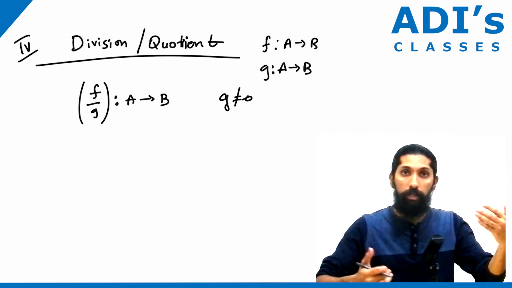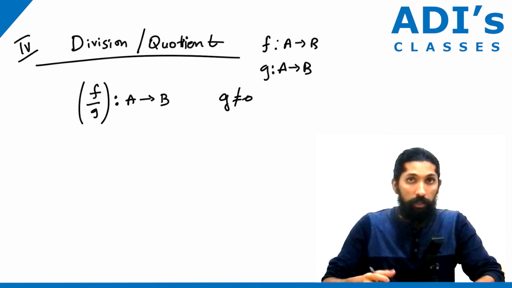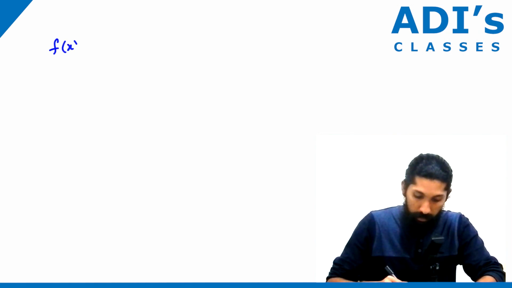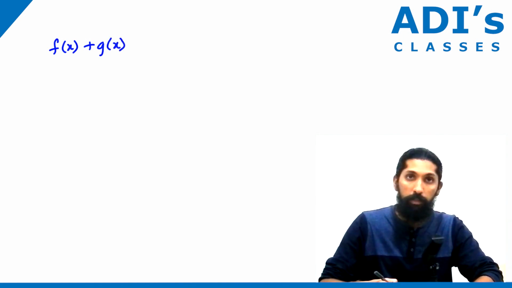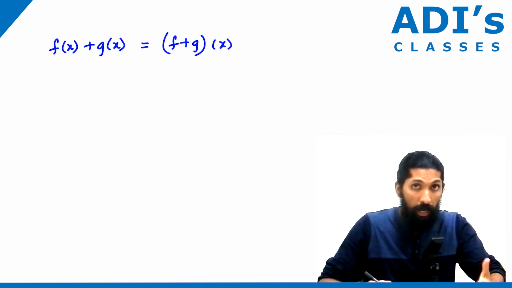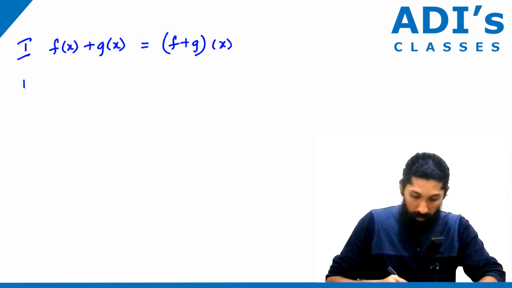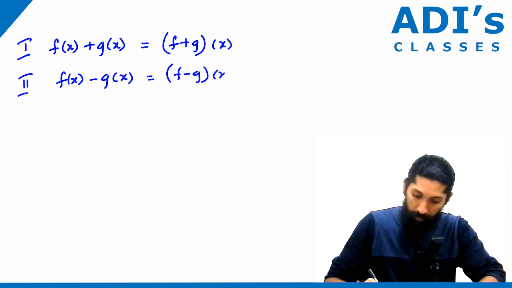Okay, now to summarize, what are the four basic algebraic operations on functions? First one is addition. For addition, we have f of x plus g of x, which is nothing but f plus g of x. So this is the first one. The second one is f of x minus g of x, which is f minus g of x.